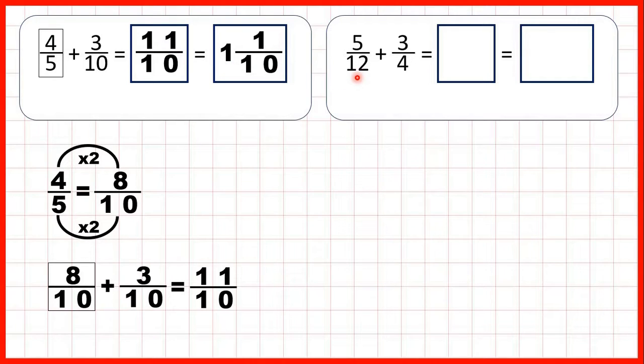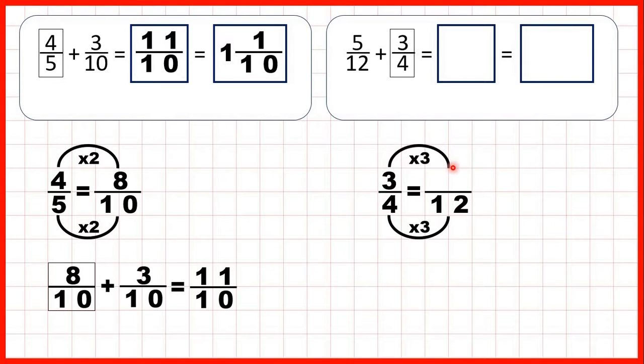Now we have 5/12 plus 3/4. Now 12 is in the 4 times table, so this time we need to find a fraction equivalent to 3/4, which has a denominator of 12. 4 times 3 is 12, and when we find equivalent fractions, what we do to the denominator, we do to the numerator as well, and 3 times 3 is 9. So now we can rewrite our question.